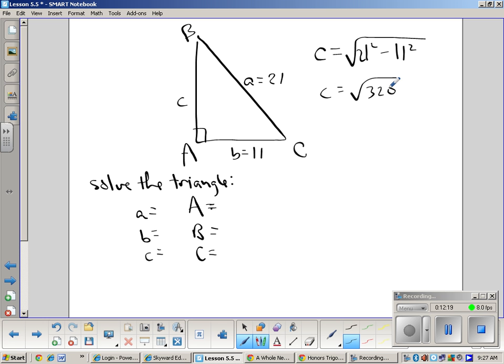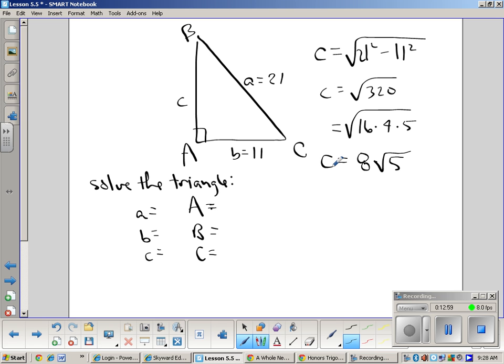320 is 16 times 20. And 20 is 4 times 5. So the 16 times 4 times 5. What's square root of 16? 4. And square root of 4 is 2, and 2 times 4 is 8, so we get 8 times square root of 5. Okay. If I went too fast on that, make sure you say something so we slow it down. I don't want anybody lost.